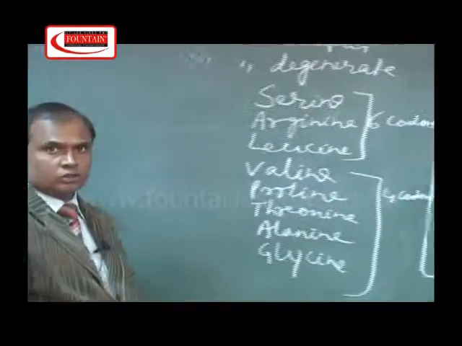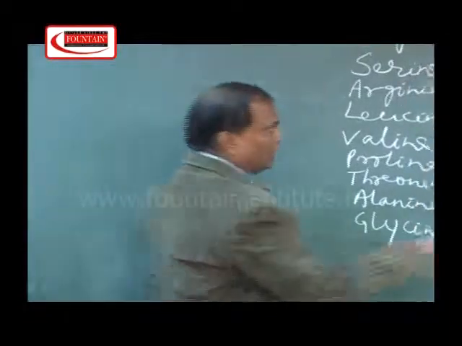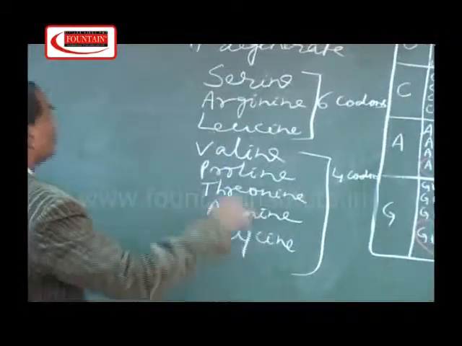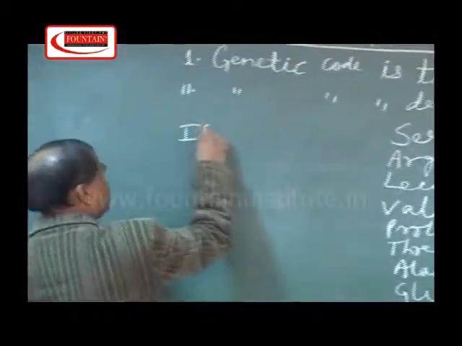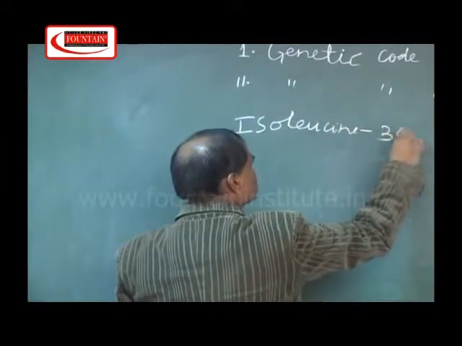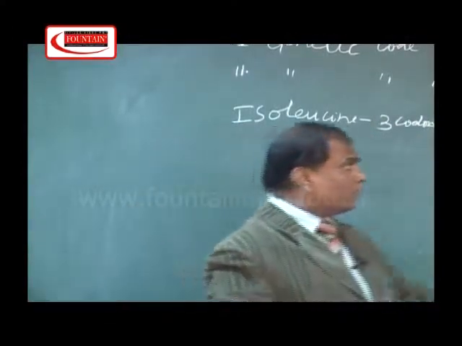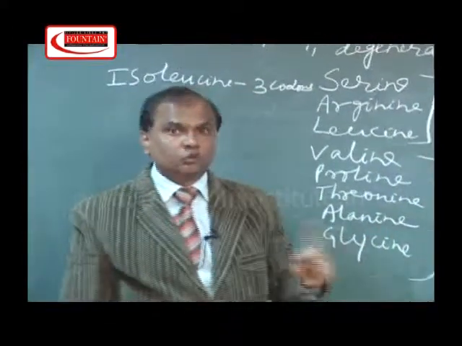Only one amino acid has 3 codons, and that amino acid is isoleucine. Isoleucine has 3 codons. And the maximum number of amino acids have 2 codons.